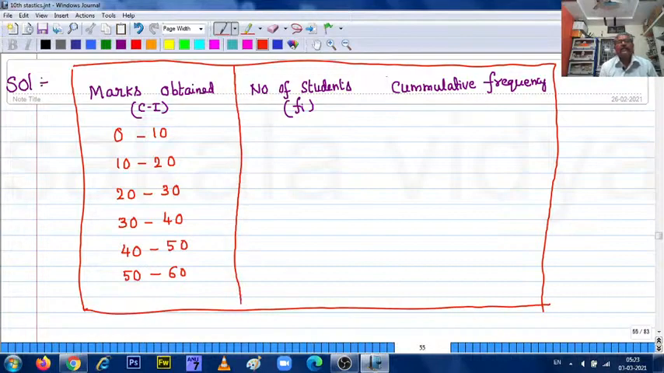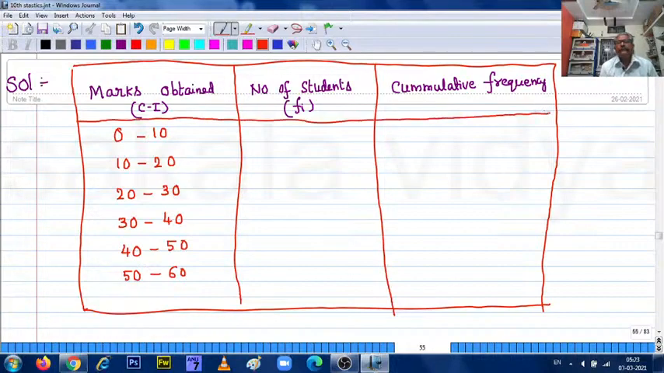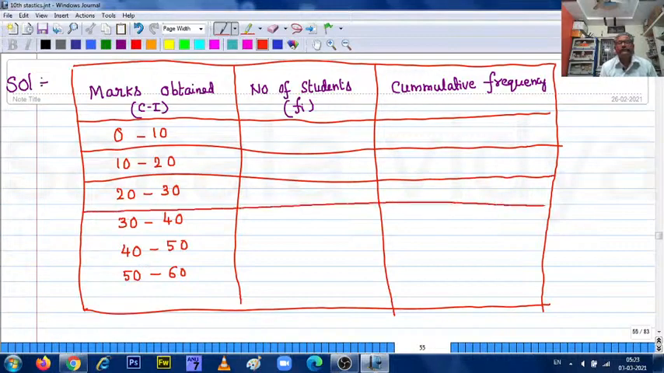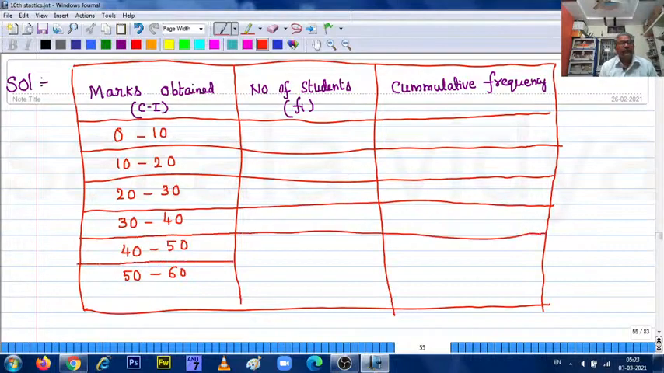So let us wait for a while. This is the first class interval. This is second. This is third, fourth, fifth and sixth class interval.